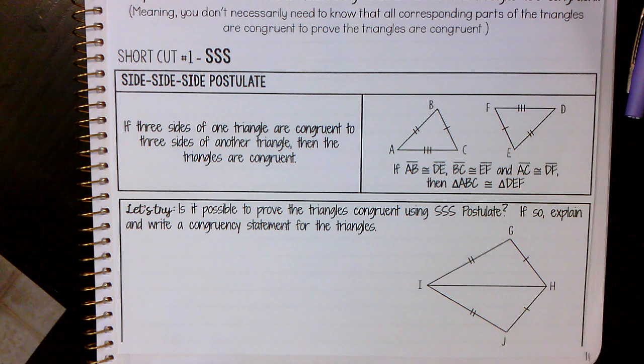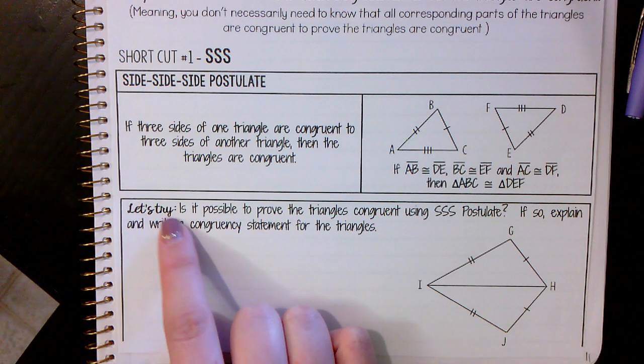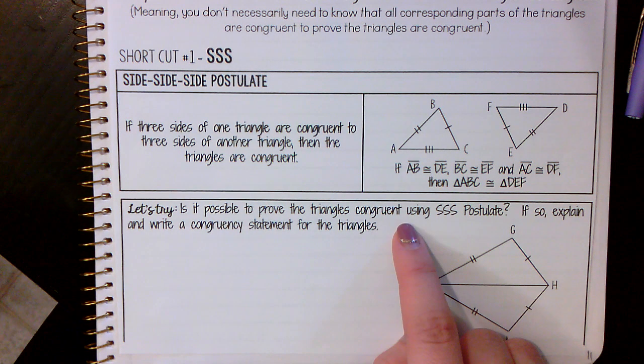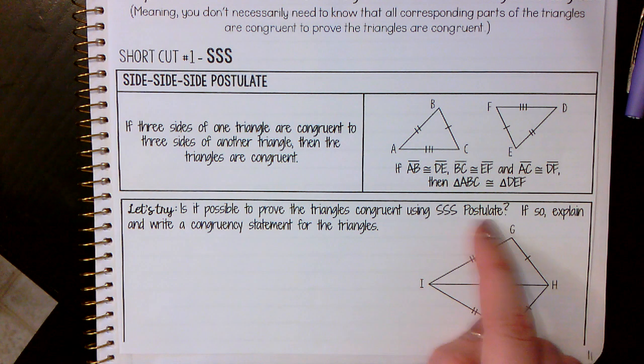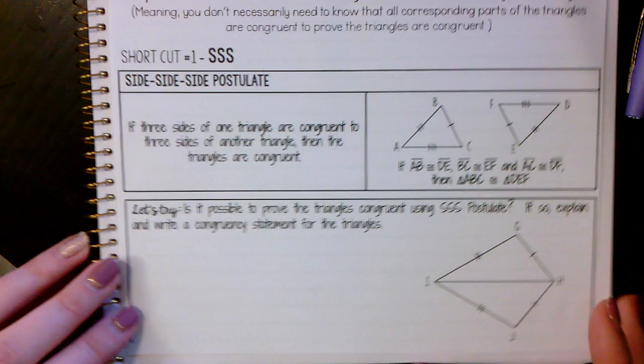And you should see lots of notations that way. Lots of congruent signs, lots of points, and lines above each letter, letting you guys know that that stands for congruent and what side of the triangle we're talking about. So it says, let's try it. Is it possible to prove the triangles congruent using side postulate? If so, explain and write a congruency statement for the triangles.